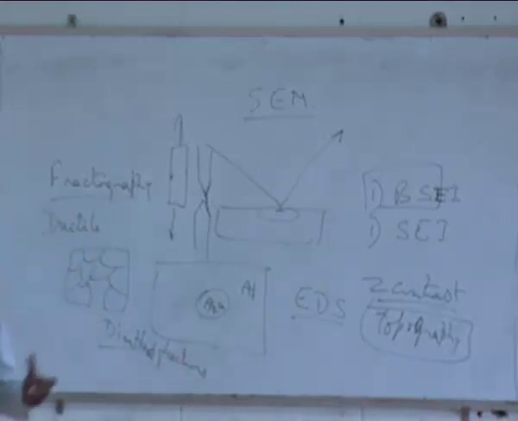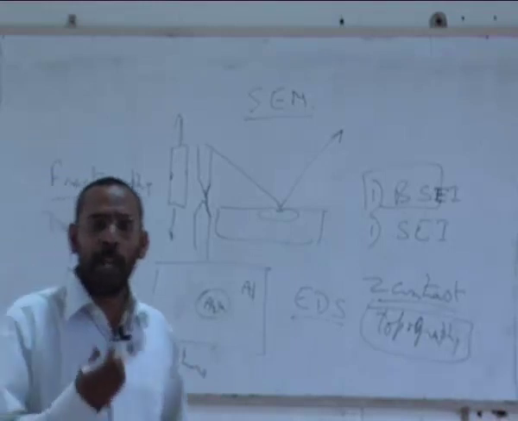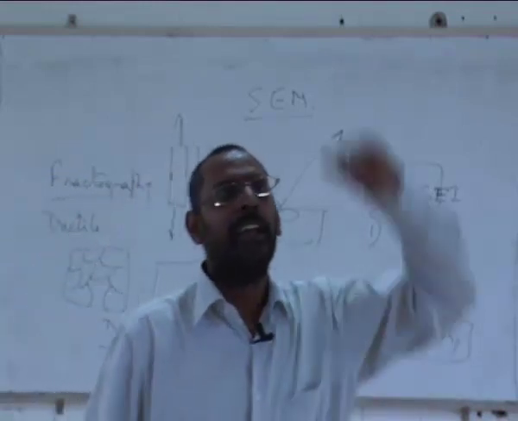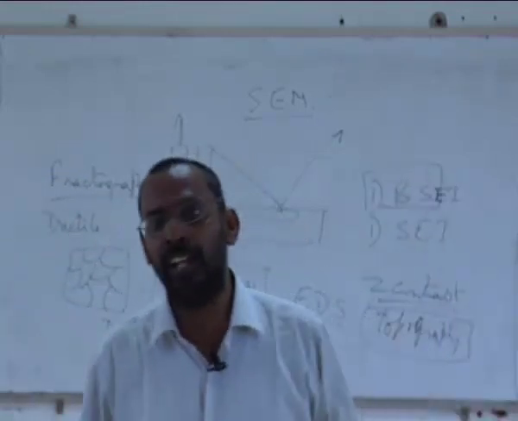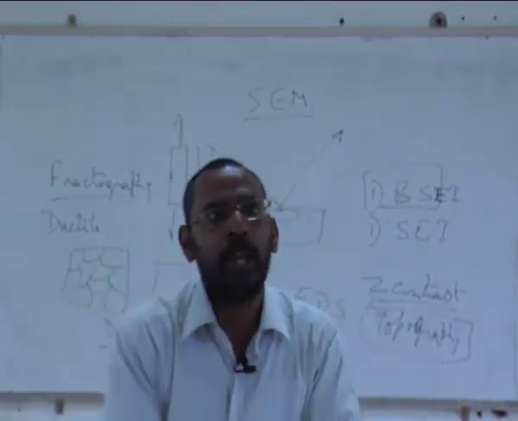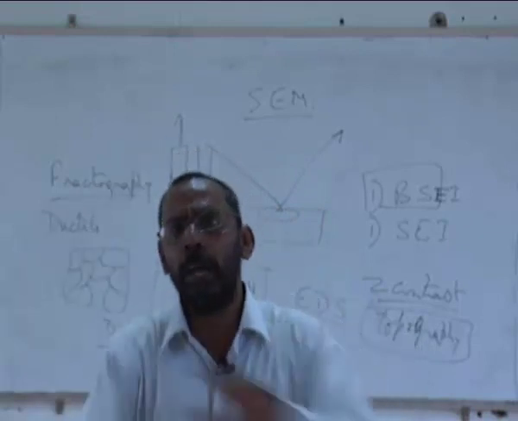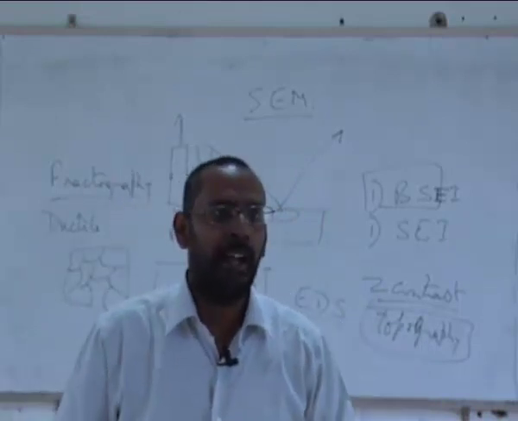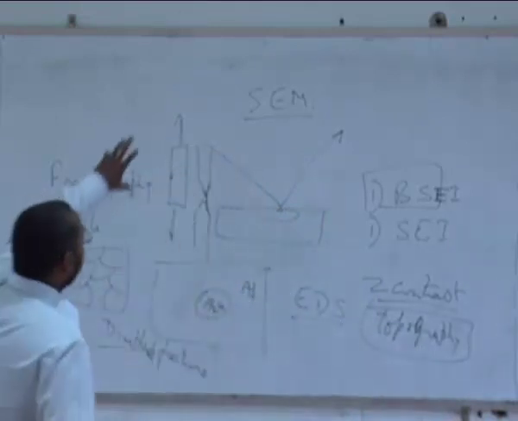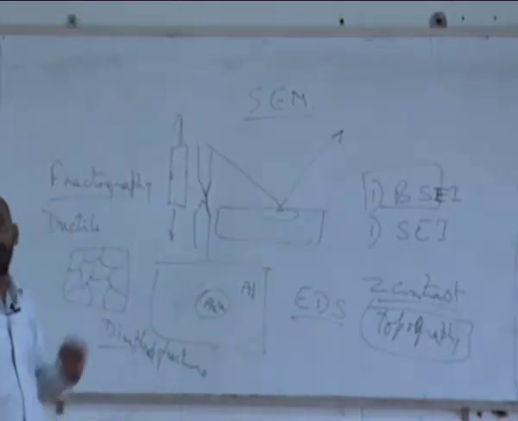So the moment I see dimples, how am I able to see dimples? Because the SEM has a lot of depth of field, and the dimples can be seen. If the depth of field is not there, you will not be able to see the depth. It just looks flat. Because of this advantage of a high depth of field, you are able to see these depths.